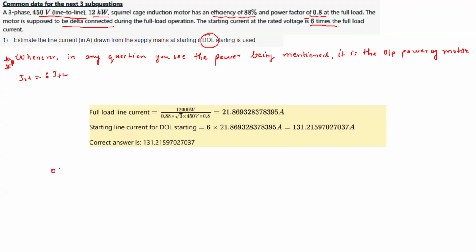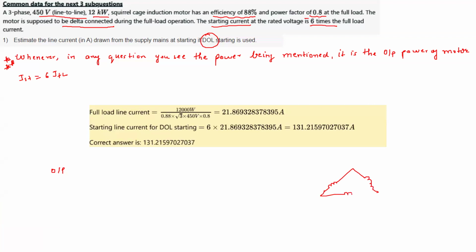Because we are interested in calculating the starting current, which means the current getting input to the motor. So this is your motor. Because they have said it is delta connected, instead of connecting it in star, I'll connect it in delta. So this is the stator of your motor.